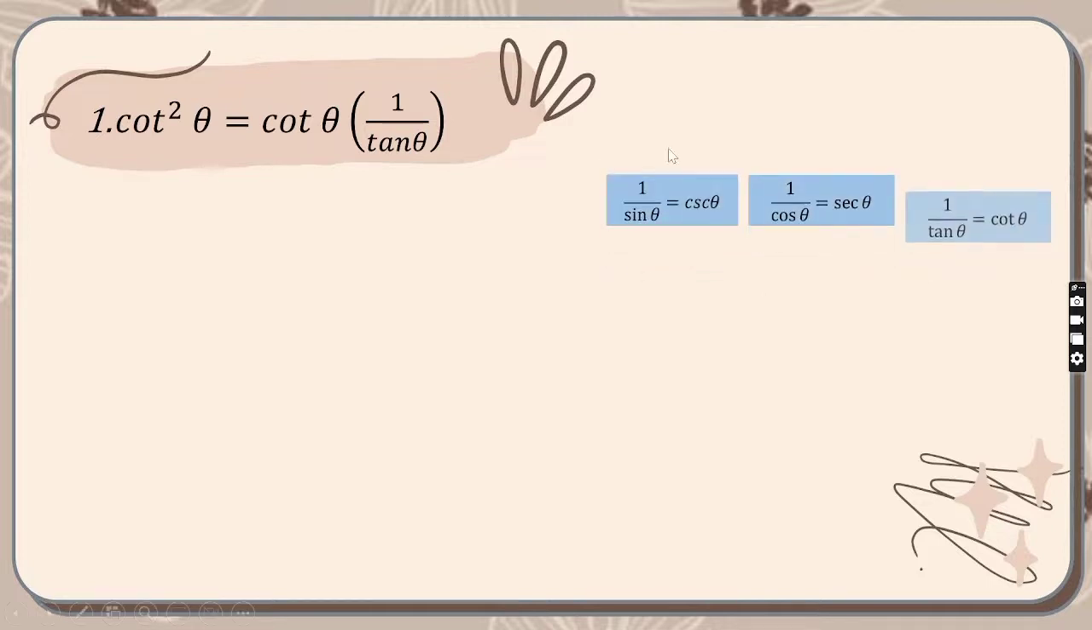So nakalagay is 1 over sine theta is equal to cosecant theta. And then we also have 1 over cosine theta is equal to secant theta. And then we have 1 over tangent theta is equal to cotangent theta. So these are called reciprocal identities.